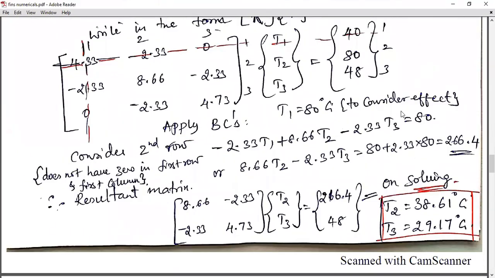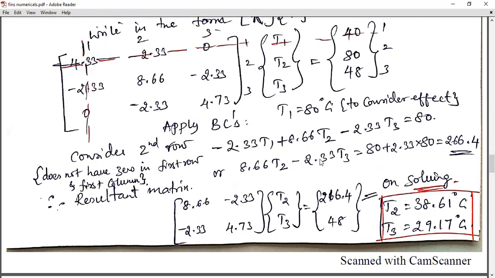So once T1 is given, you have to consider the effect and find the load. Before you scratch out the first row, first column, since T1 is specified, you have to modify the second row considering the effect of T1. So to do the technique I've told you, you select that row which does not have 0 in first row and first column. So the only row that doesn't have 0 in first row, first column is the second row. So after modifying the second row, look at this: minus 2.33 T1 plus 8.66 T2 minus 2.33 T3 is equal to 80. So RHS.